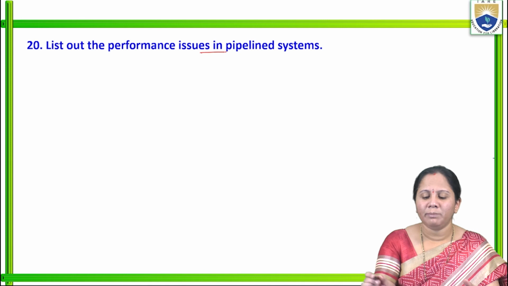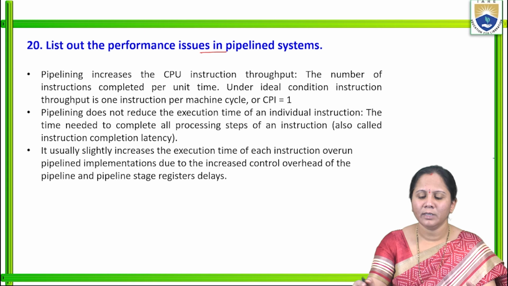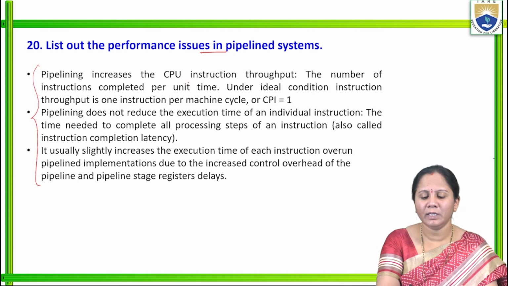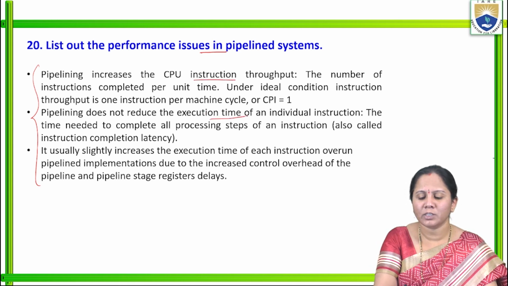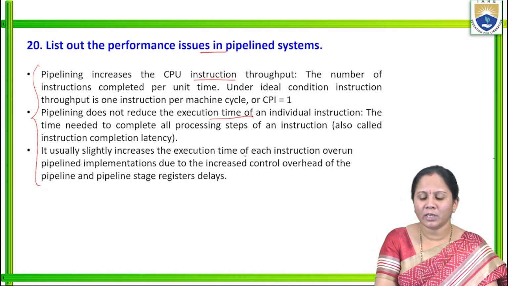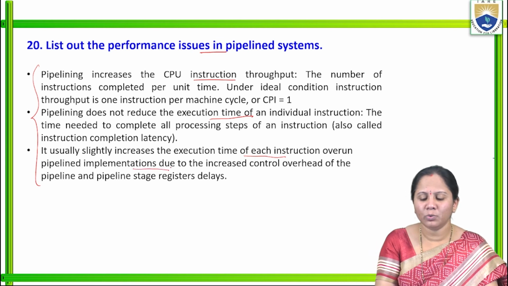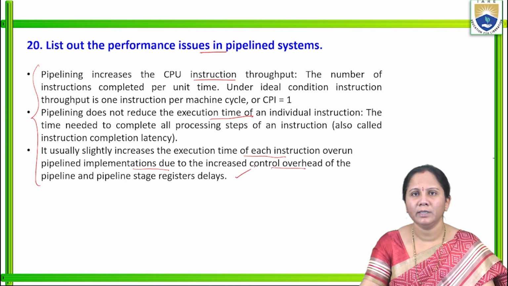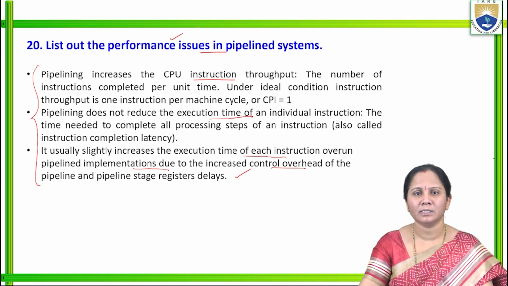And list out the performance issues in the pipeline system. So some of the performance issues are indicated here. One, pipeline increases the CPU instruction throughput. Pipeline does not reduce the execution time of individual instructions, and the execution time of each instruction may overrun, pipeline implementation due to increased control overhead of pipeline and pipeline stage register delays. So all these are different performance issues in pipeline systems.